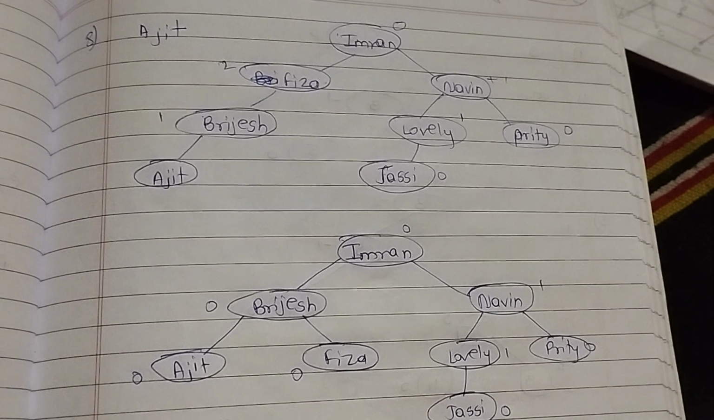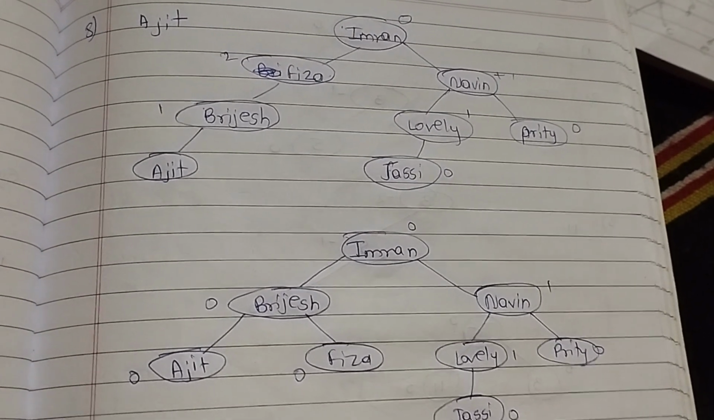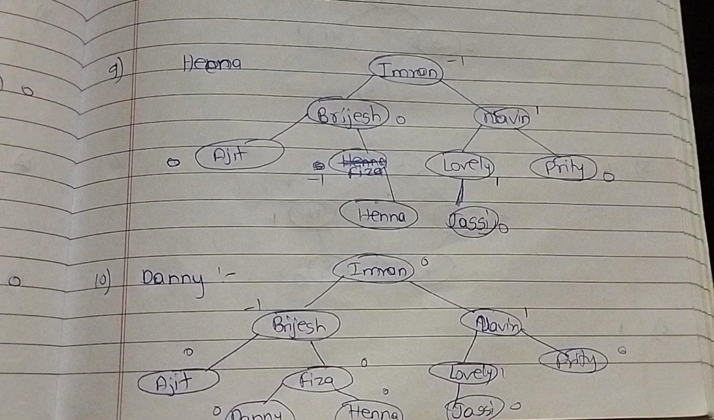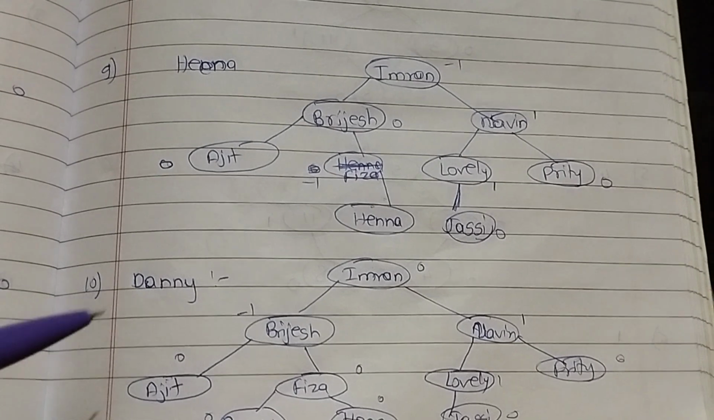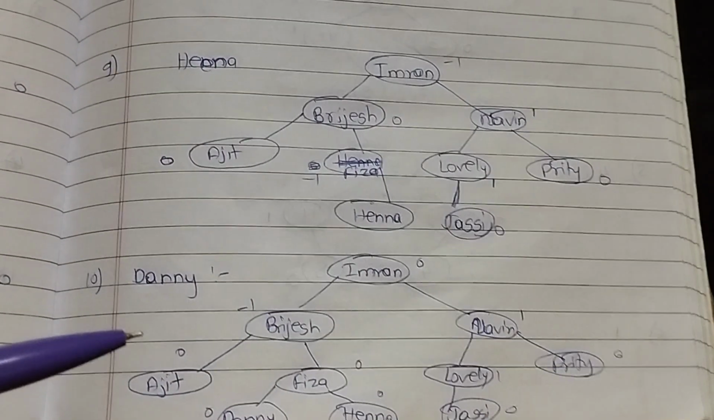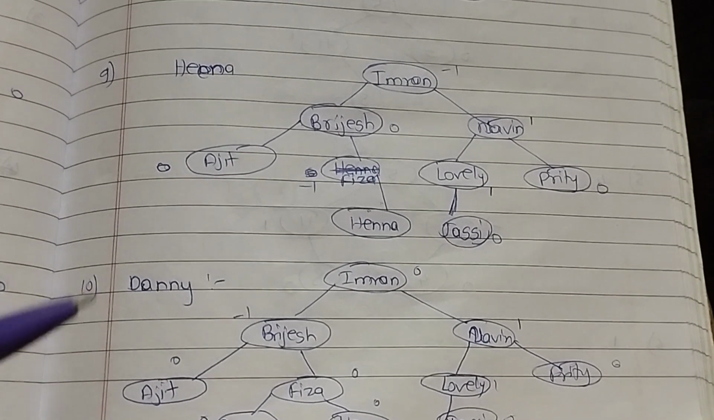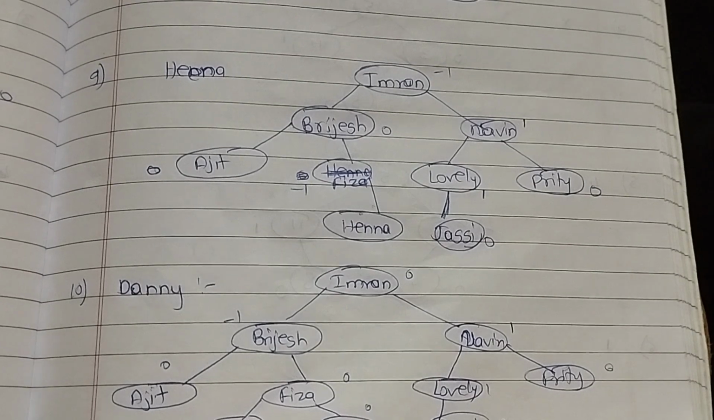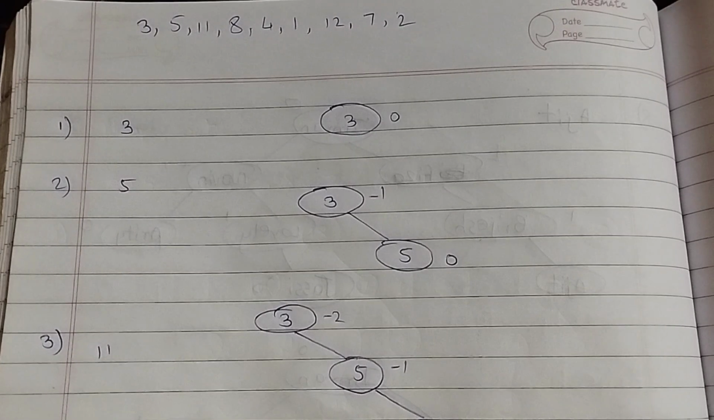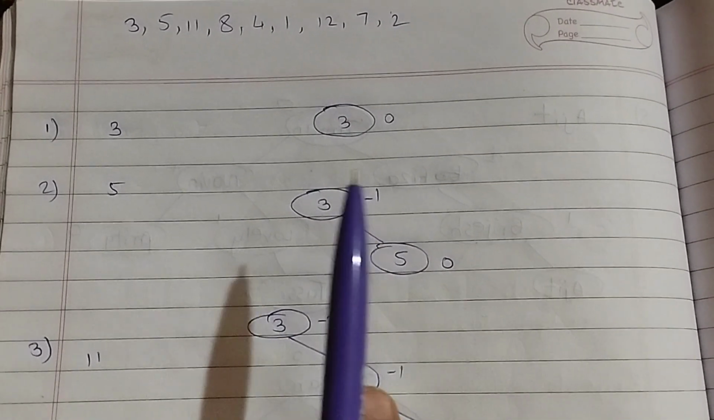I hope you all get the idea of how we do rotations and balance the balance factor. Now Hina comes and at the last Danny, and this is our final answer. I hope you all get the idea of how to build a balanced binary tree. In the same way we create the balanced tree for numerical values.